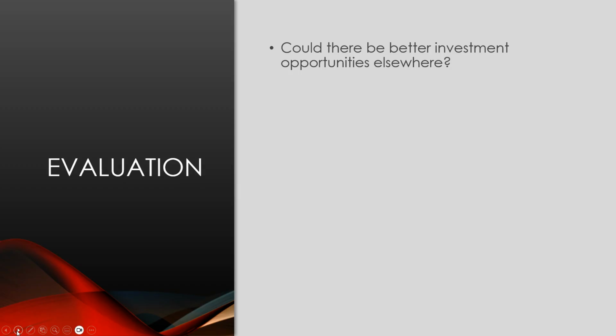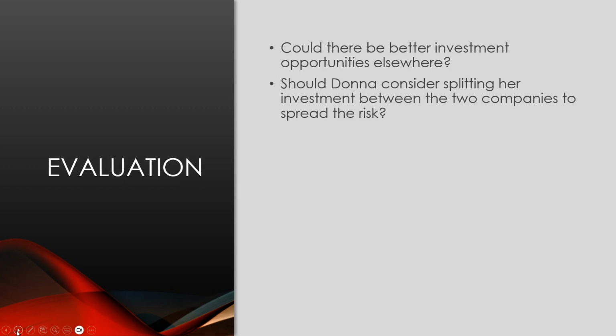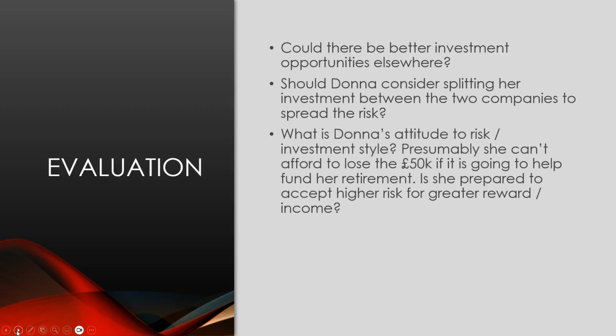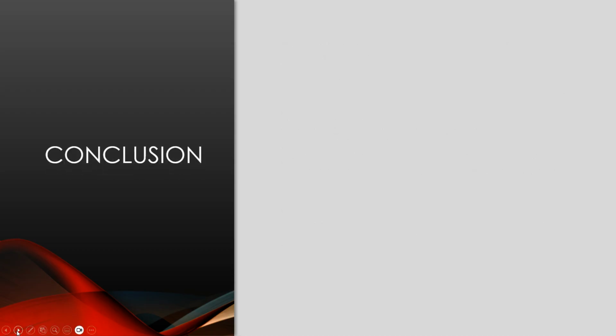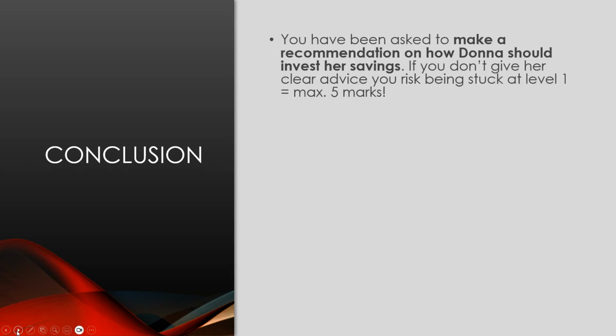And then finally, evaluation. So could there be better investment opportunities elsewhere? Should Donna consider splitting her investment between the two companies to spread the risk? We don't know what Donna's attitude to risk is. Presumably she can't afford to lose that 50,000 that's going to help fund her retirement. So is she prepared to accept higher risk for greater reward, or would she rather keep her money safe and go for the lower return? We don't know much about Donna's ethical stance, especially with regard to those possible data breaches. That will be something to dig into if we could.